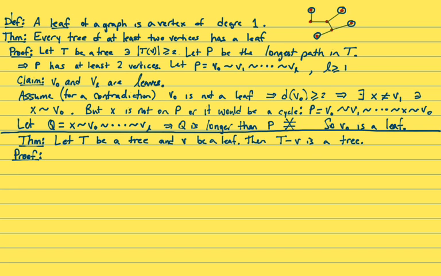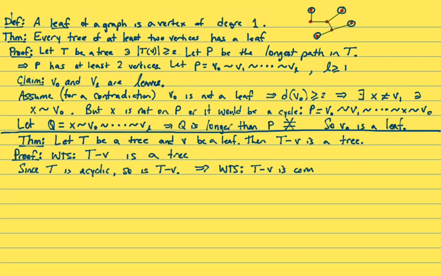So proof. I've got to prove that if I remove a leaf, it's still got no cycles and it's still connected. So we wish to show T minus V is a tree. Now, since T is acyclic, removing a vertex cannot create a cycle because that needs more edges, not fewer. So T minus V is also acyclic. So all I have to show is that T minus V is connected. Removing a leaf does not create a disconnected graph.